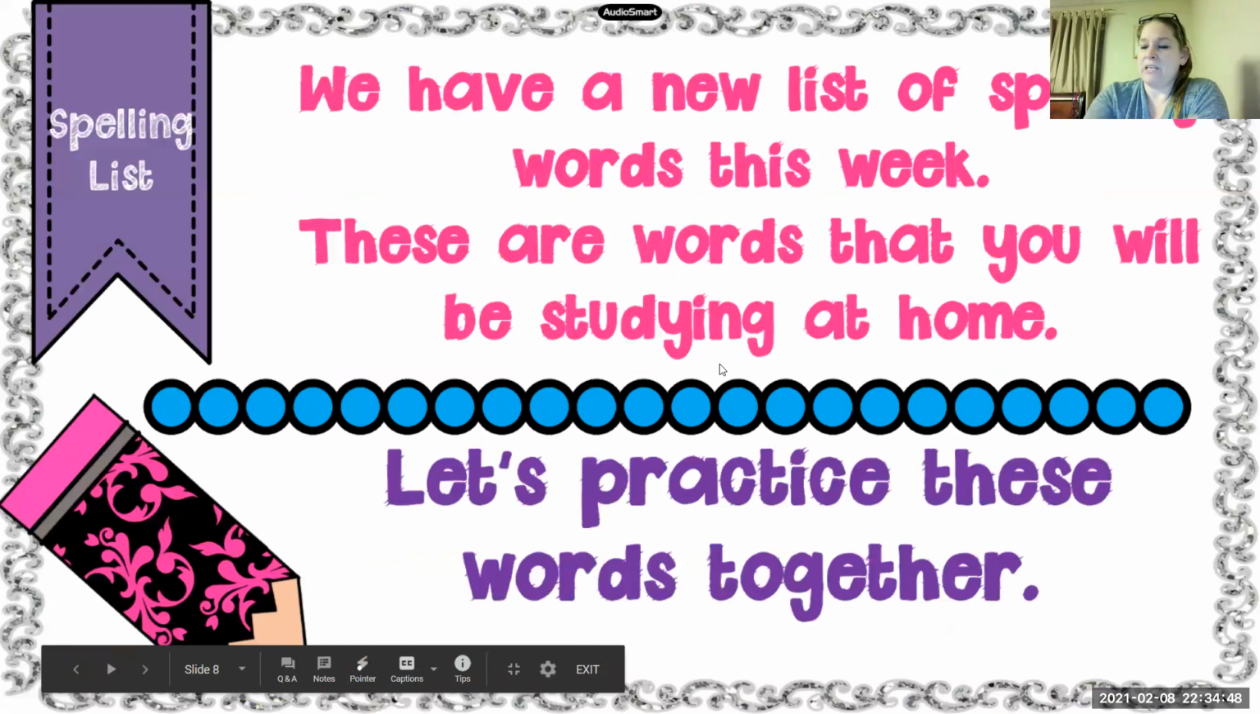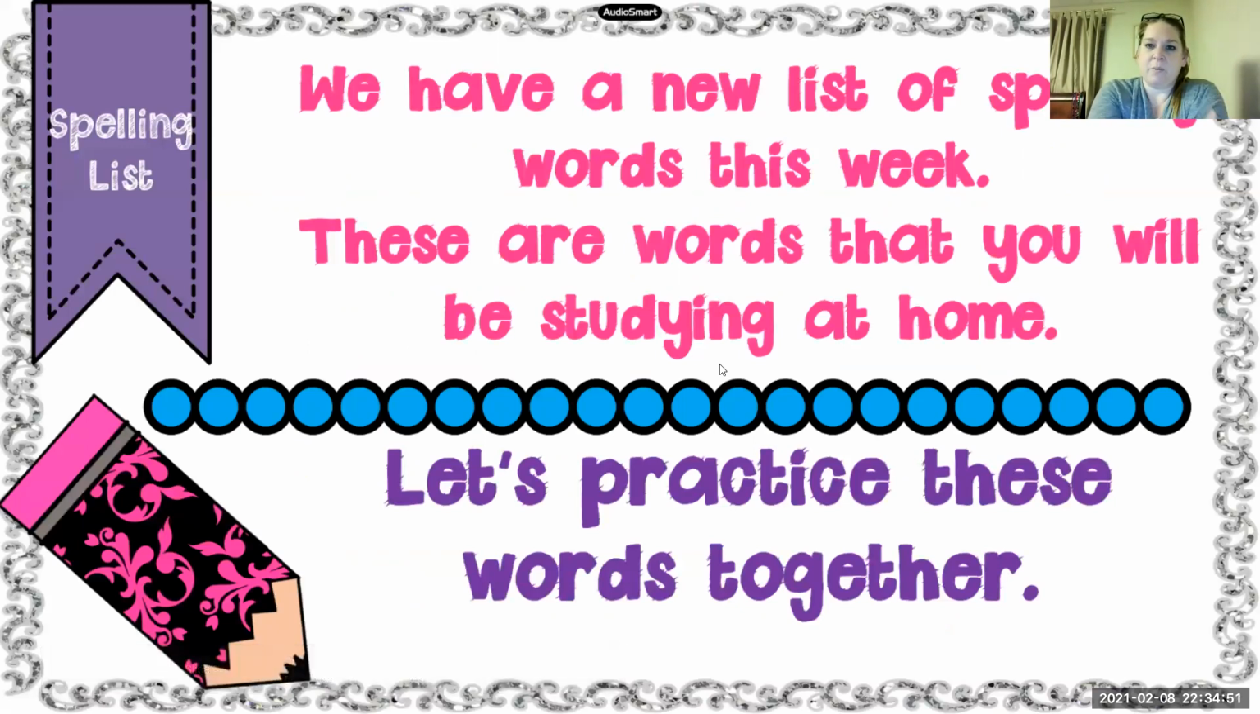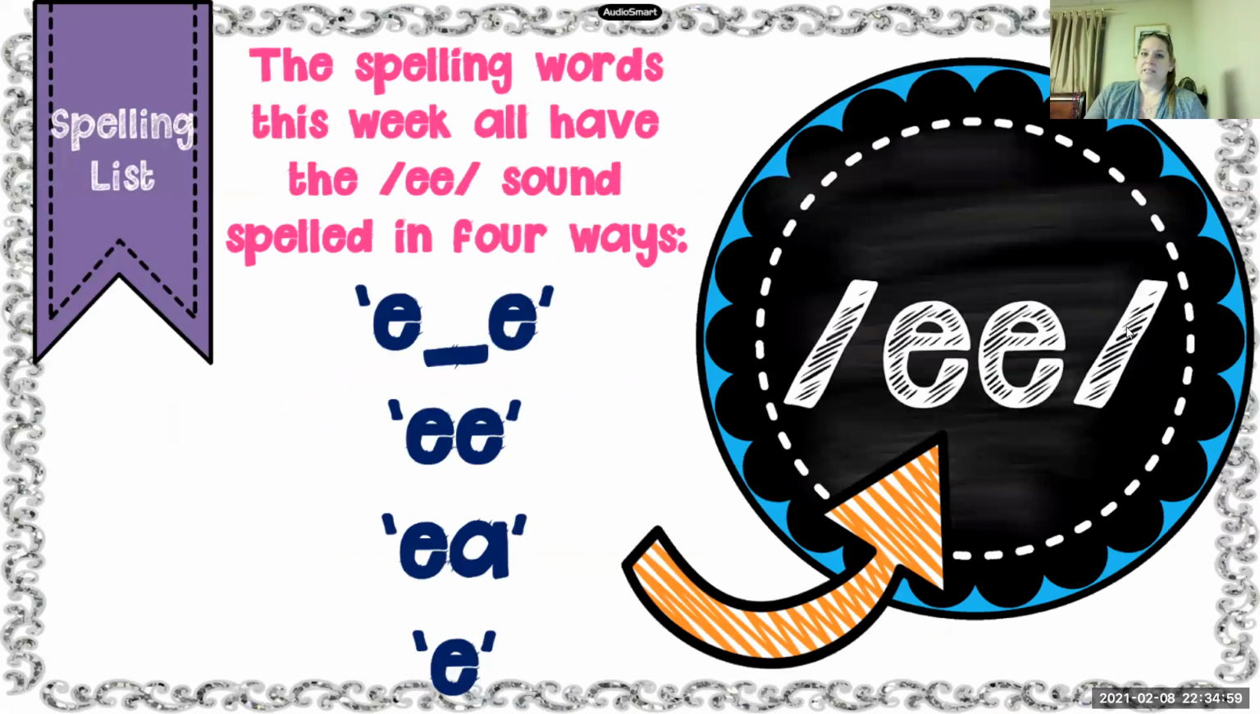All right, so we have a new list of spelling words this week. And these are words that you will be studying and practicing at home. But let's look at these words together first, okay? This week's spelling words all have the E sound, and they are spelled four different ways. We have the E consonant E spelling, EE spelling, EA spelling, and then E by itself. But they all say E.